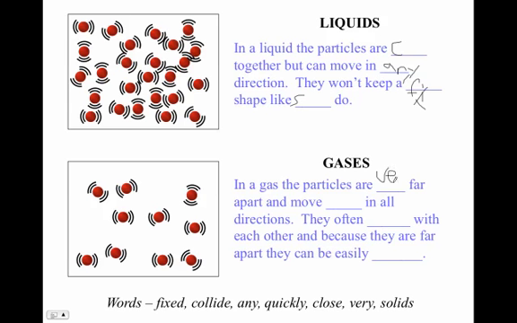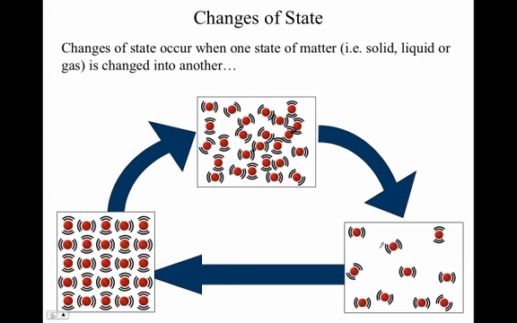In a gas, the particles are very far apart and move quickly in all directions. They often collide with each other, and they can be easily separated because they are far apart. We should know how to go from solid to liquid to gas and what these terms are.